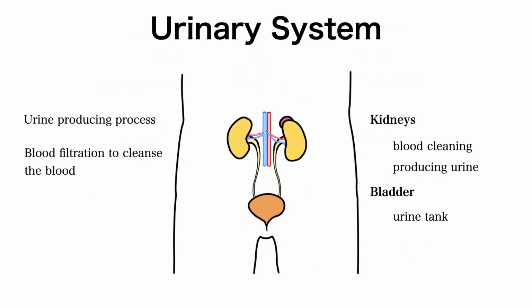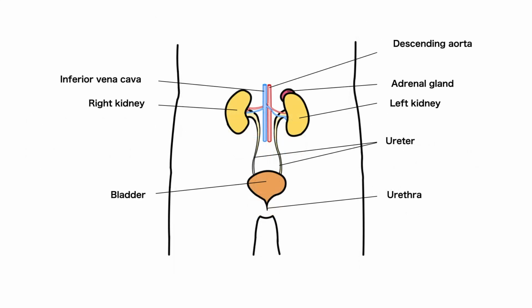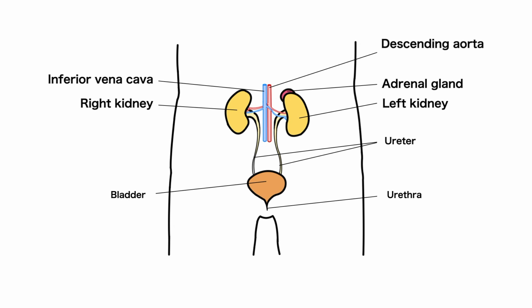This section introduces the urinary system, which filters and cleans the blood. The kidneys filter the blood to produce urine, which is stored in the bladder. It is then expelled through the urethra. We will look at the anatomy of the urinary system. Inferior vena cava, descending aorta, adrenal gland, right kidney, left kidney, ureter, bladder, urethra.